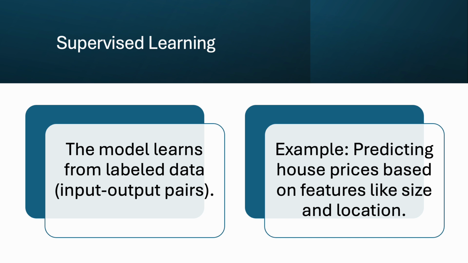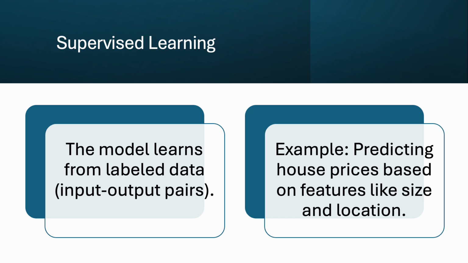Let's start with supervised learning. In supervised learning, the model is trained on labeled data. For example, if we want to predict house prices, we would provide the model with data about houses such as their size, location, and price. The model learns the relationship between these features and the price, so it can predict the price of a new house it hasn't seen before.